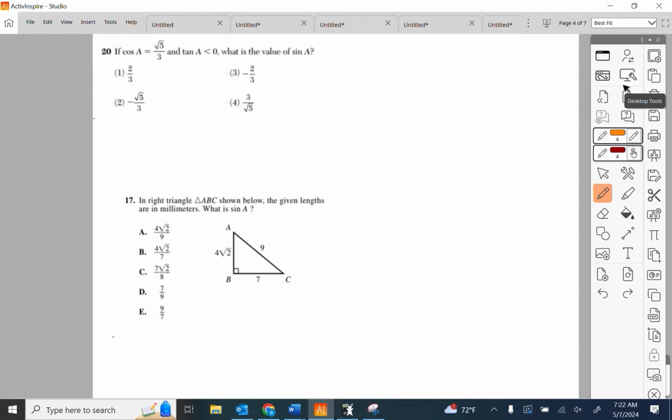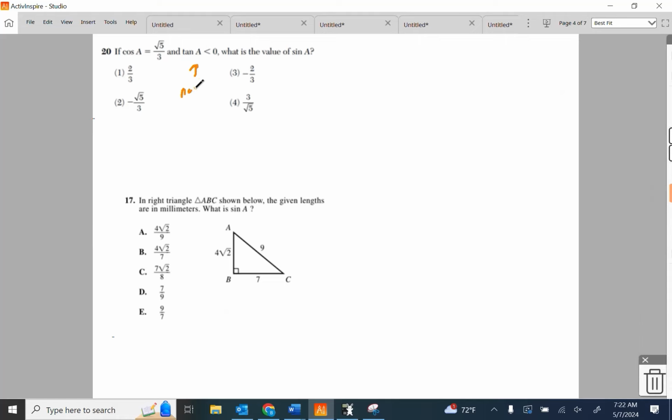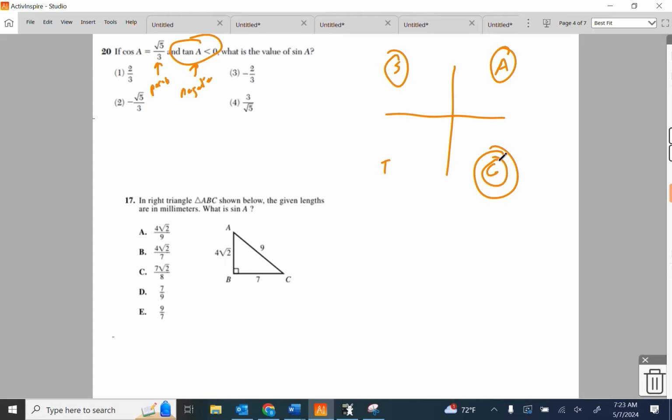If the cosine of alpha is √5/3 and the tangent of alpha is less than 0, which means negative, what is the value of sine of alpha? So all students take calculus. Cosine is positive in 2 quadrants, 1 and 4. Tangent is negative in 2 quadrants, this one and this one. My angle lies in quadrant 4. So I imagine I have a triangle in quadrant 4.